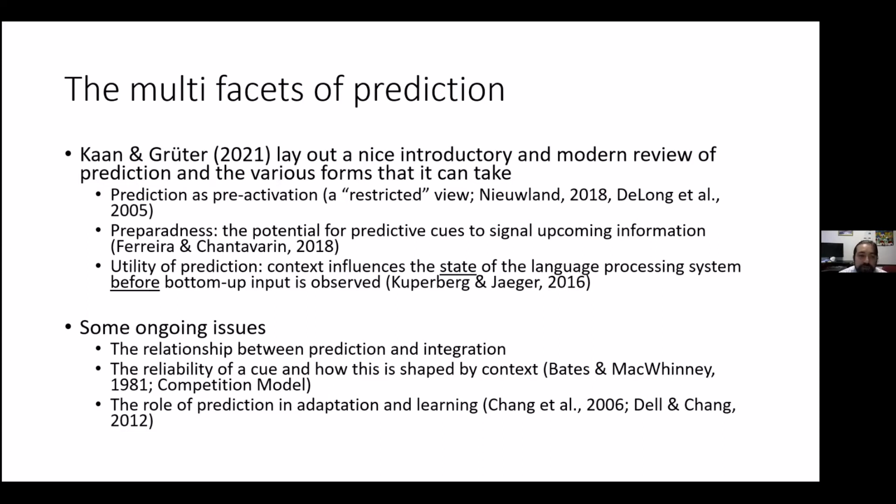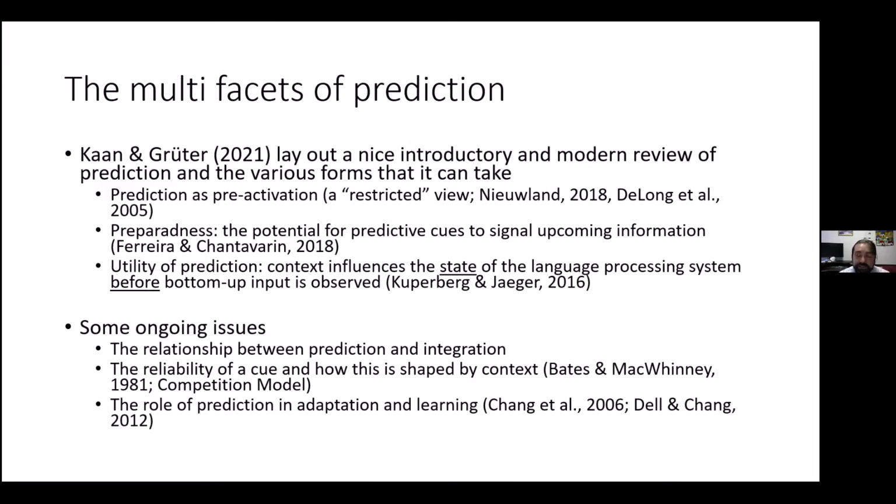We can also think about prediction as preparedness. Under this view, it's about the potential for predictive cues to actually signal upcoming information. So we see here that context starts to play a role, and that's also the case for the third view that's presented here, which is the utility of prediction. Under this view of prediction, not all things are equal. It always depends on the situation and the context of the moment. And so here, context can influence the state of the language processing system before bottom-up input is observed, right?